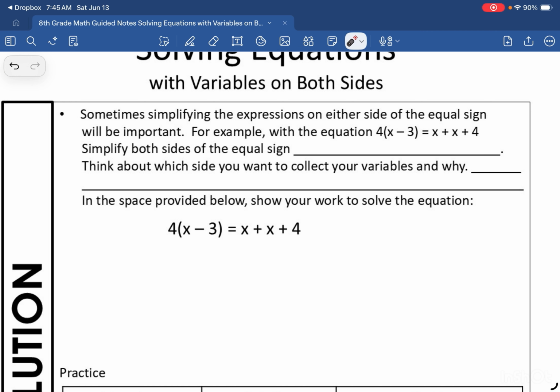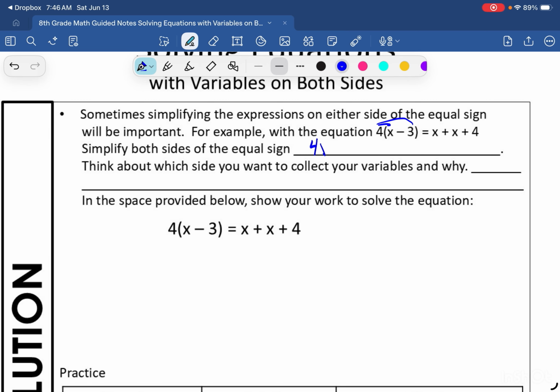Sometimes simplifying the expressions on either side of the equal sign will be important. For example, with this equation, 4 times x minus 3 equals x plus 4. Simplify both sides of the equal sign. So to do the left side, I need to use the distributive property. 4 times x is 4x. 4 times a negative 3 is a negative 12. And then x plus x is 2x plus 4. Now think about which side you want to collect your variables on and why.